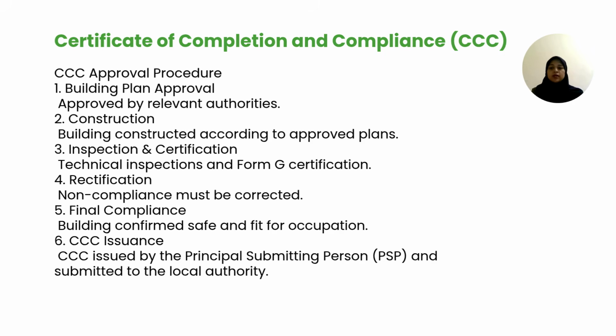Next, I will explain the approval procedure for the Certificate of Completion and Compliance, or CCC. The process starts with building plan approval, followed by construction and technical inspection. Any non-compliance must be corrected before the building is confirmed safe and fit for occupation. Finally, the CCC is issued by the Principal Submitting Person, or PSP, and submitted to the local authority.